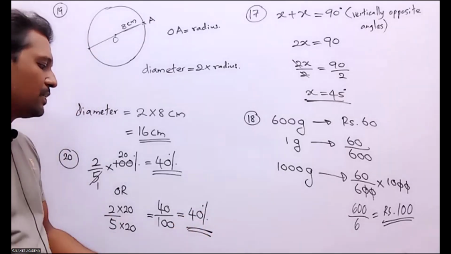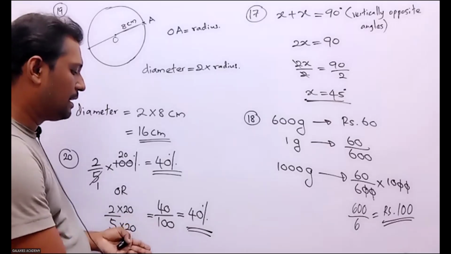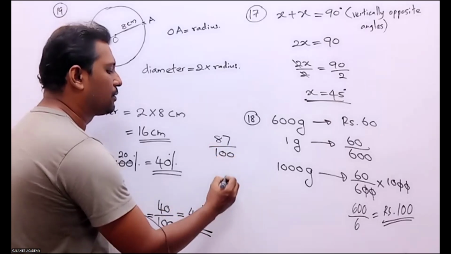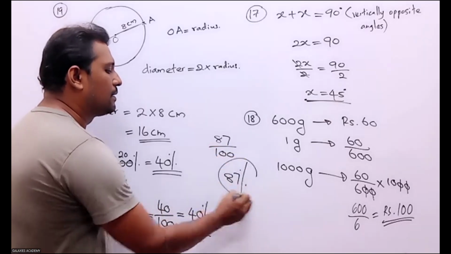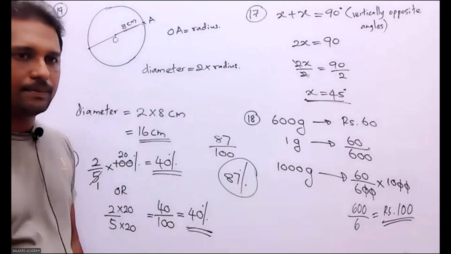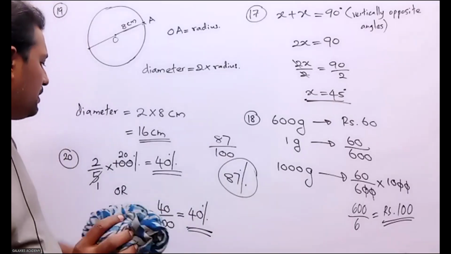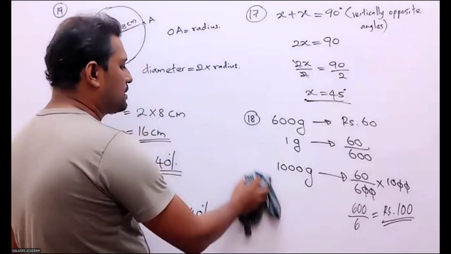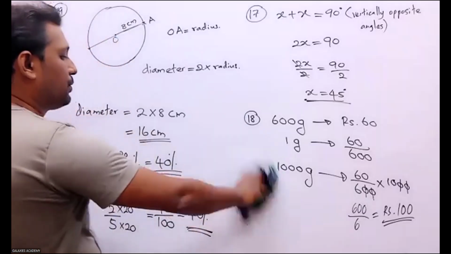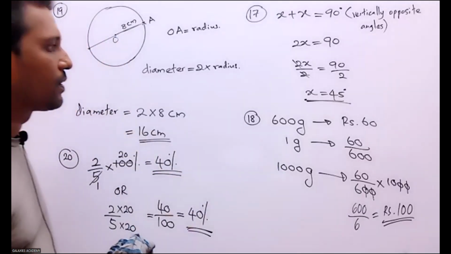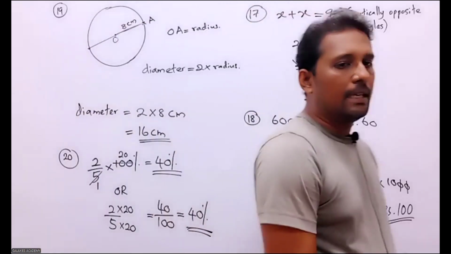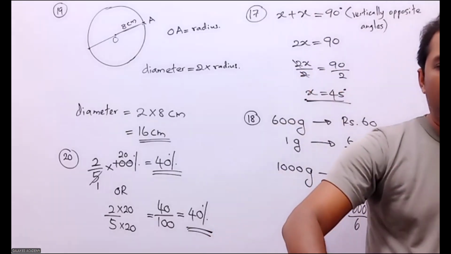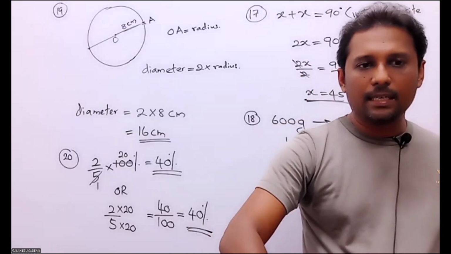Now in your papers, marks are given out of 100. If you got 87 out of 100, how do you write it as a percentage? 87%. Right? These two methods you can use to convert fractions into percentages. Right, they are the first 20 questions of this paper. Then let's go to the second paper.